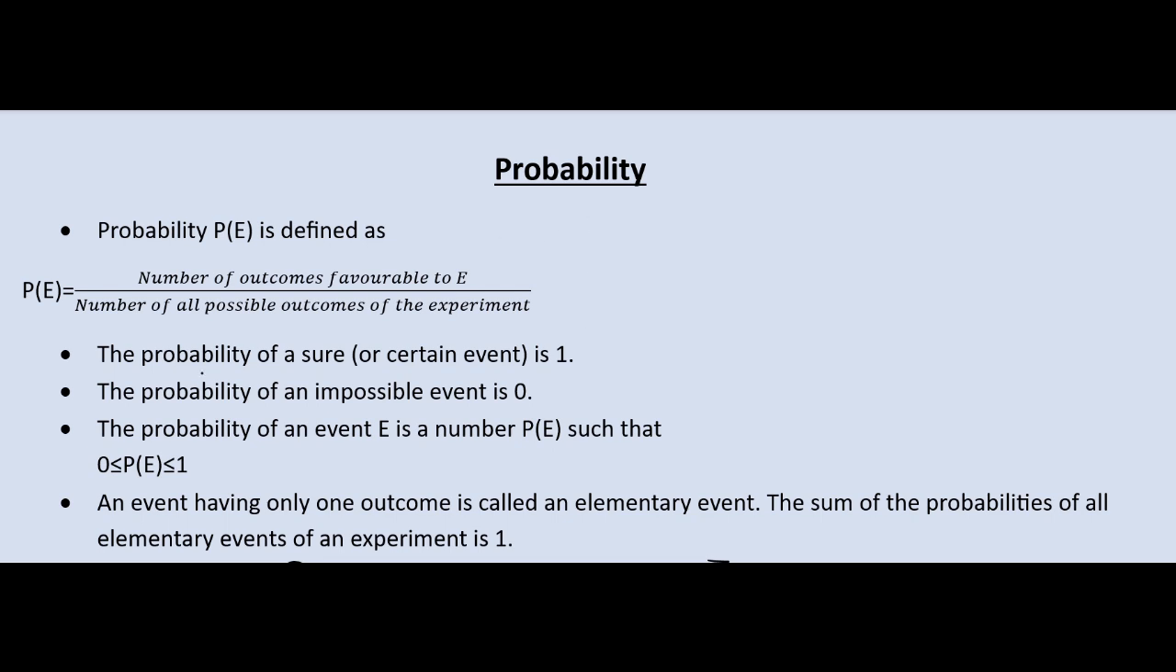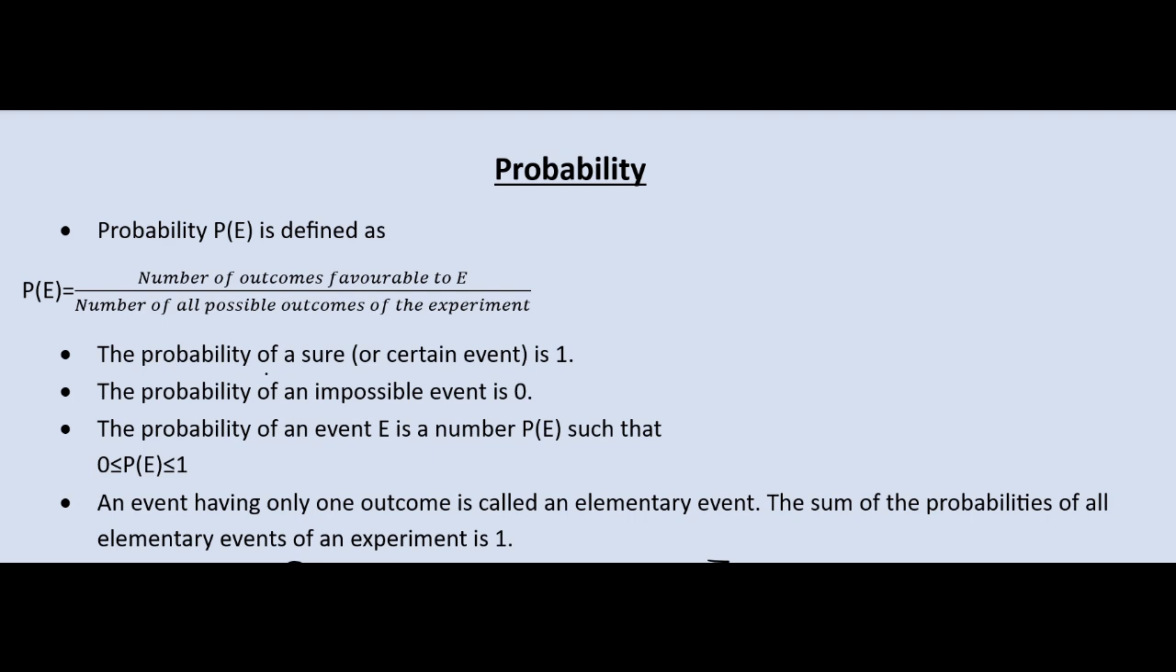The probability of E, represented by P(E), is defined as P(E) equals the number of outcomes favorable to E divided by the number of all possible outcomes of the given experiment. This is the main formula of probability in this chapter.